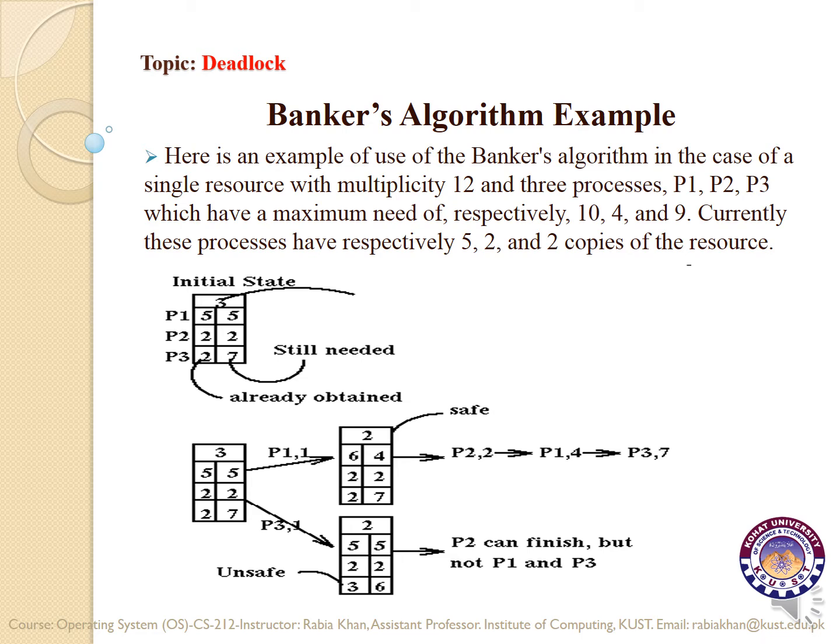P1 would require 10 instances of the resource, P2 would require 4 instances, and P3 would require 9 instances of the resource. If we add all these demands, that would be more than the available number of instances. The available number of instances is 12 for the resource, while the total demand of 3 processes makes 23. So practically, the demands are unable to be fulfilled at once.